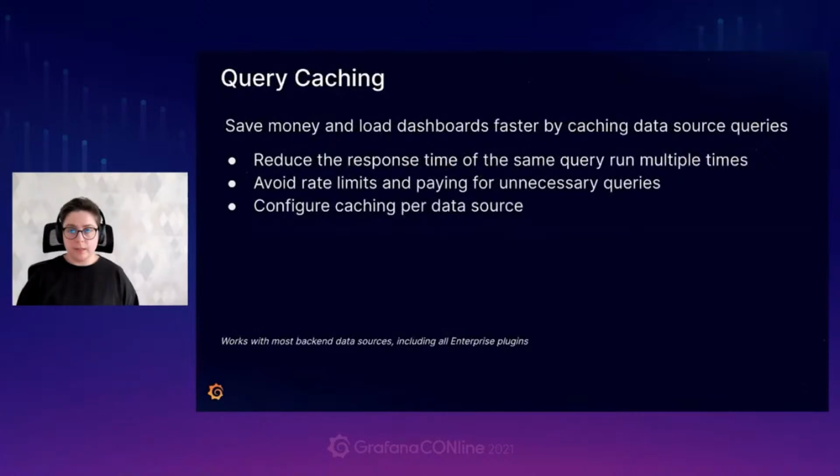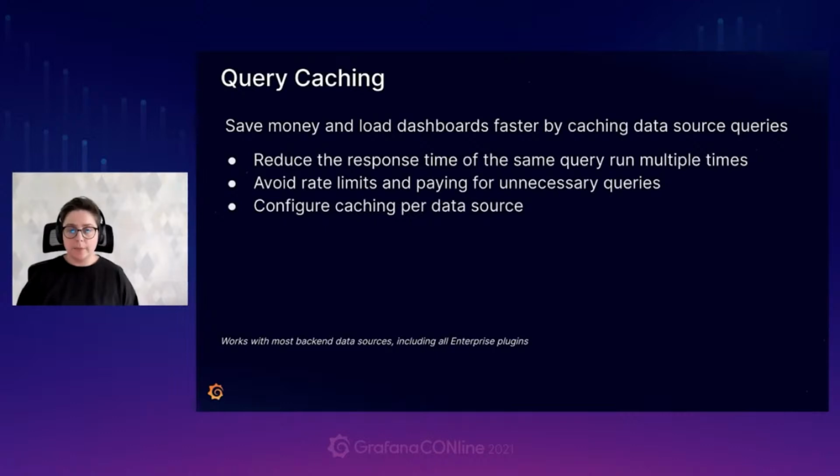Another cool feature I'd like to showcase is query caching. Query caching eliminates sending duplicate queries to the data source. This makes dashboards load up faster and you are less likely to reach the API rate limits. It's extremely useful for high traffic data sources, especially if there has been an incident and many people look at the same dashboard all at the same time. Right now, query caching is supported by most backend data sources, including all Grafana Enterprise plugins.